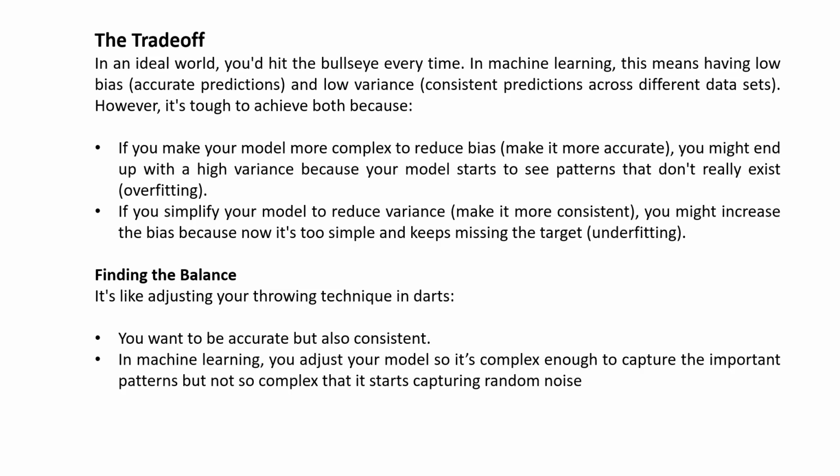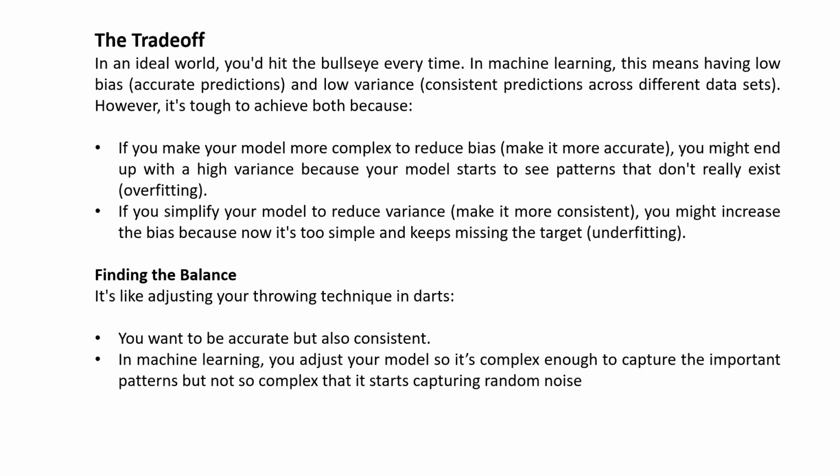This is the trade-off between the variance and bias. So the trade-off we get finally on bias and variance. In machine learning, we know that there is low bias, meaning accurate predictions, and low variance, meaning consistent predictions across different data sets. However, it's very difficult to achieve both. So balancing between the bias and variance is not just easy. There are some problems. We have to find out how to get a good balance.